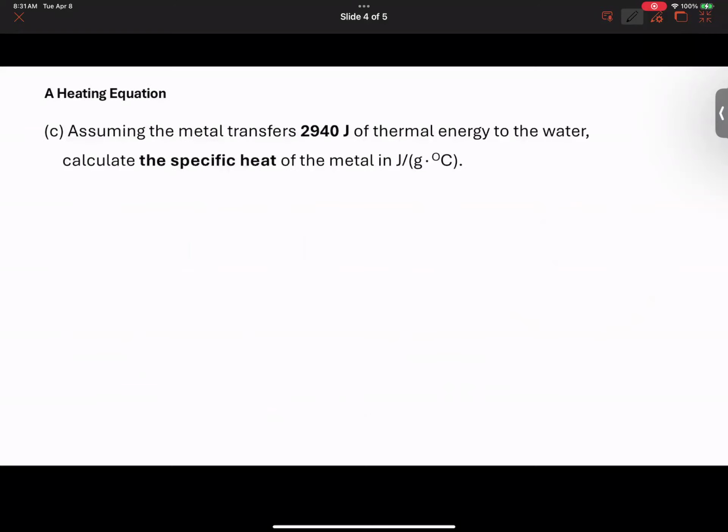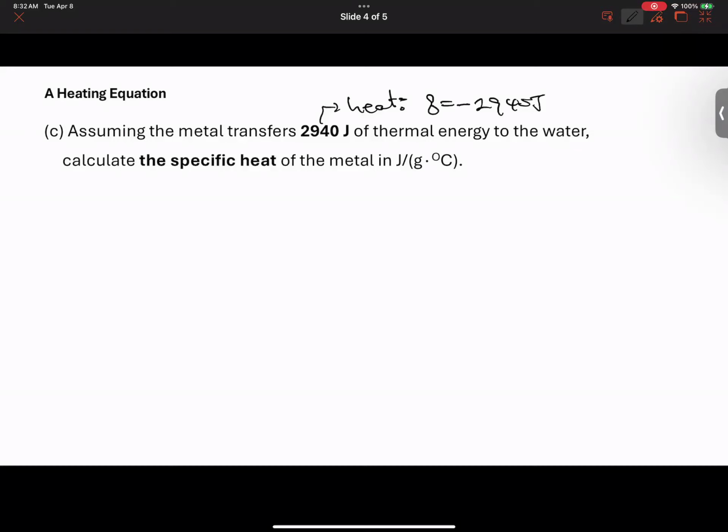Okay, and assuming the metal transfers 2,940 joules of thermal energy to the water. This is heat, and the metal lost heat. Q equals 2,940 joules. Energy, the unit is joule. Because the metal has lost heat, its thermal energy decreases, so let me put a negative there. And calculate the specific heat of the metal in joules per gram Celsius.